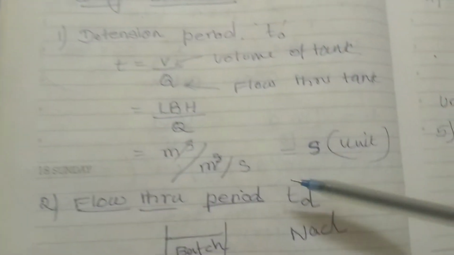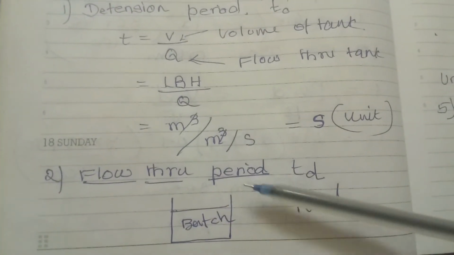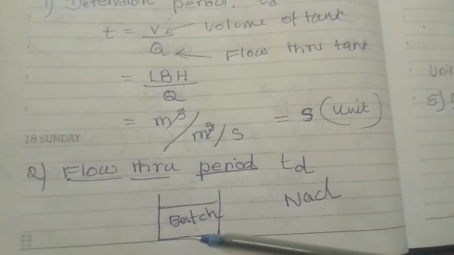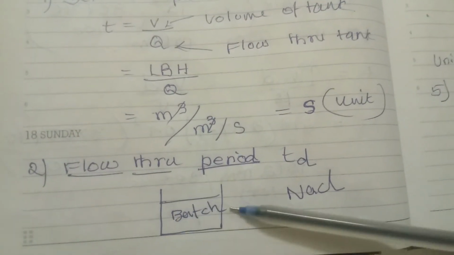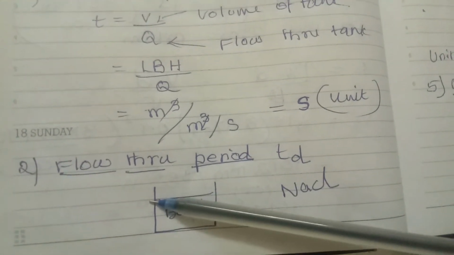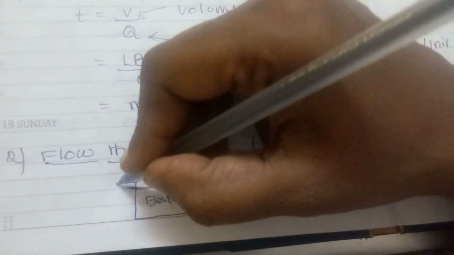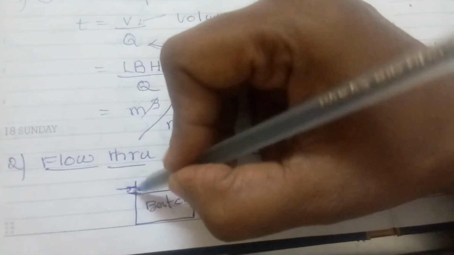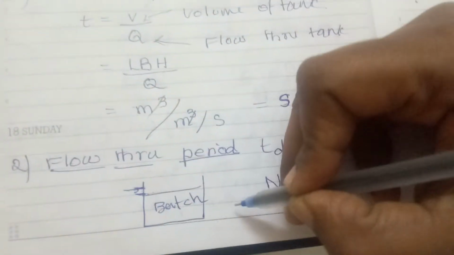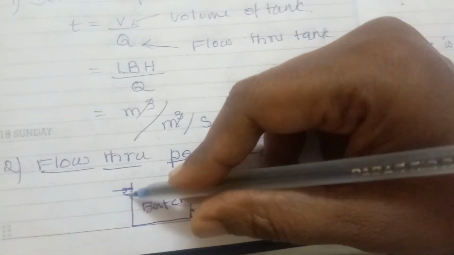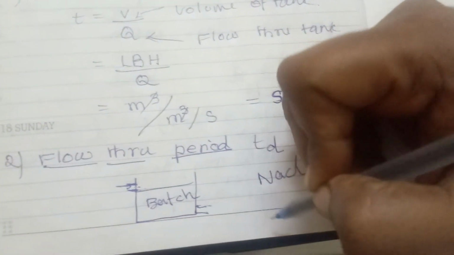So the next thing is flow through period. The flow through period is given by T suffix D. It is nothing but the time taken for a particular batch of water to flow from the inlet to the outlet. Suppose you are considering this as the inlet of a sedimentation tank. The time taken for the water to enter this inlet and to exit, between these, what is that time period?